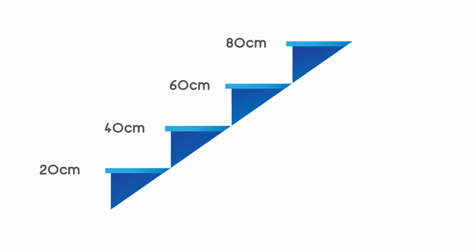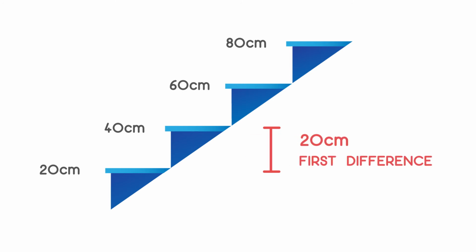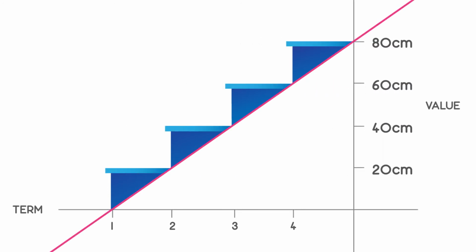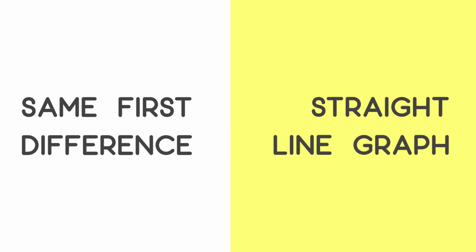You can see that the difference between each term, which we're going to call the first difference, is the same and is the height of the step, which is 20 centimeters. Now if we were to plot this as a graph, we would get a straight line and thus a linear relationship. So the key ingredients to identify a linear sequence is that the first difference is the same between each term, and we get a straight line graph if we were to plot this.